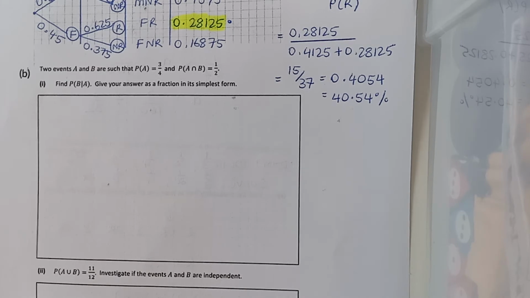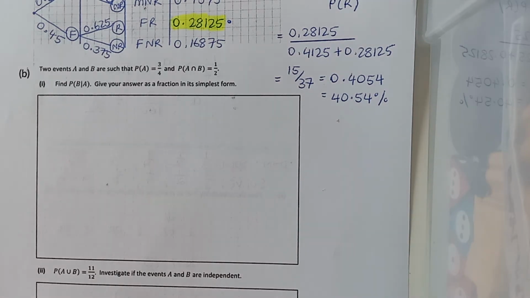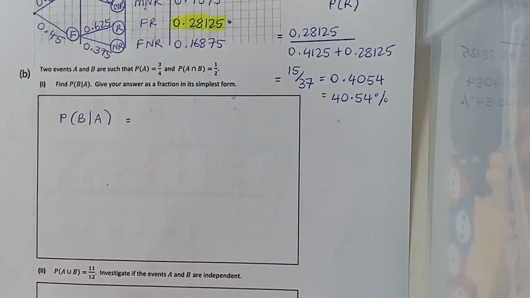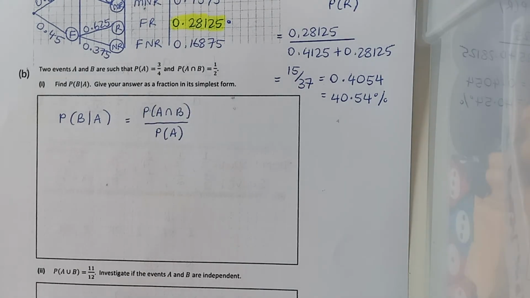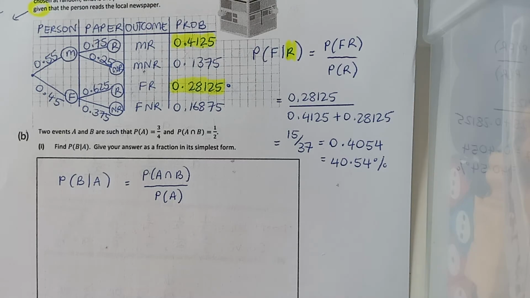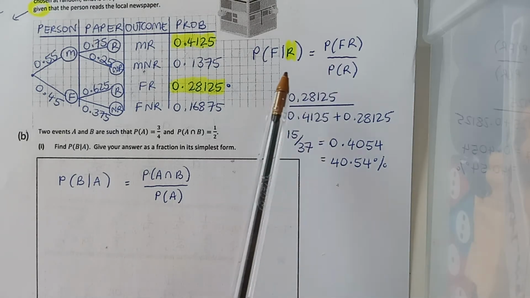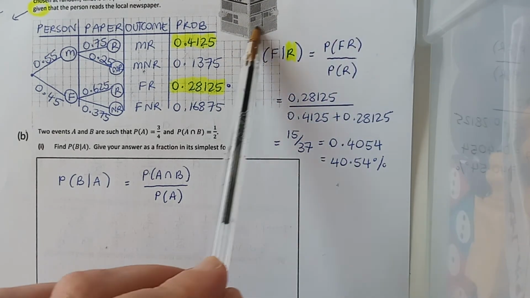You want to find the probability of B given A, and you'll do that by finding the probability of A intersection B over the probability of A. You can see when you refer back up to part A of the question that that's basically what I've done here in this part of my calculation.